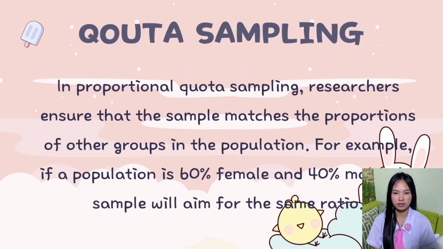In proportional quota sampling, the researcher ensures that the sample matches the proportion of the groups in the population. For example, if a population is 60% female and 40% male, the sample will aim for the same ratio.